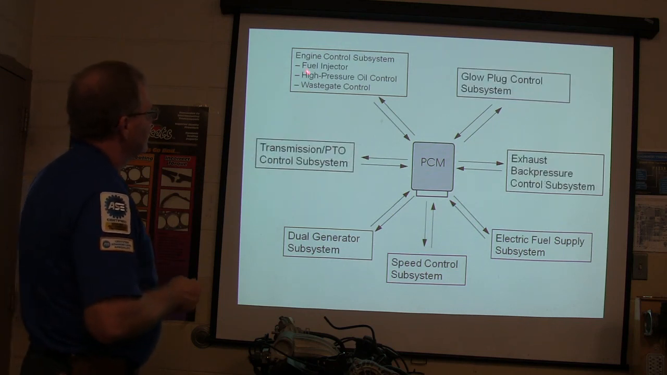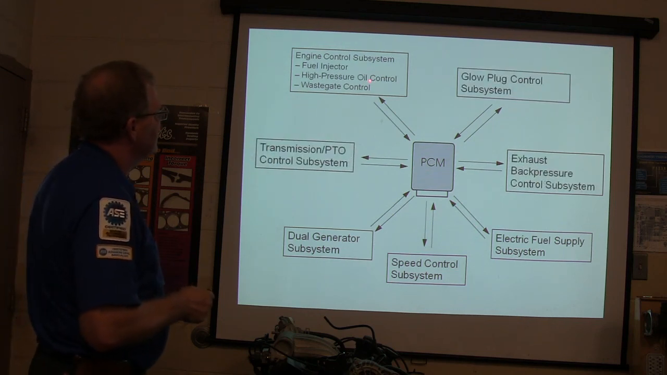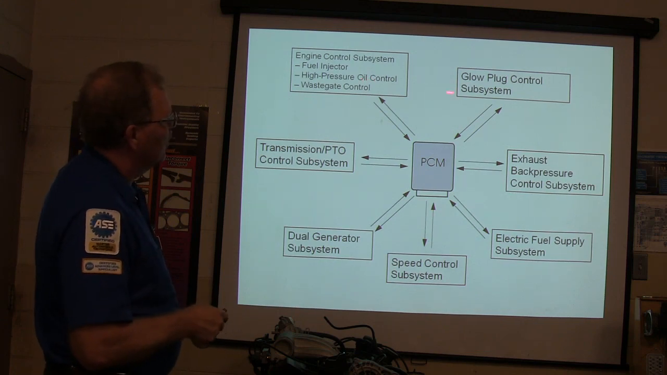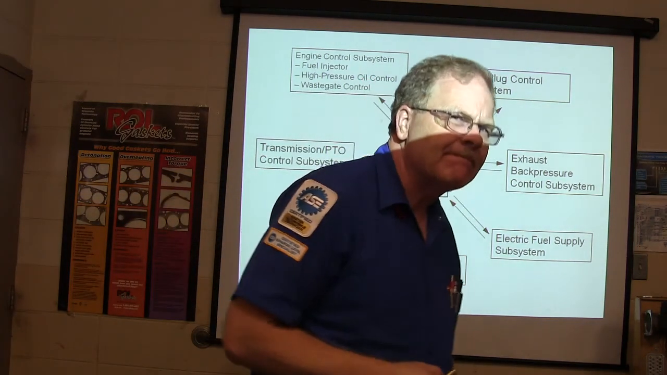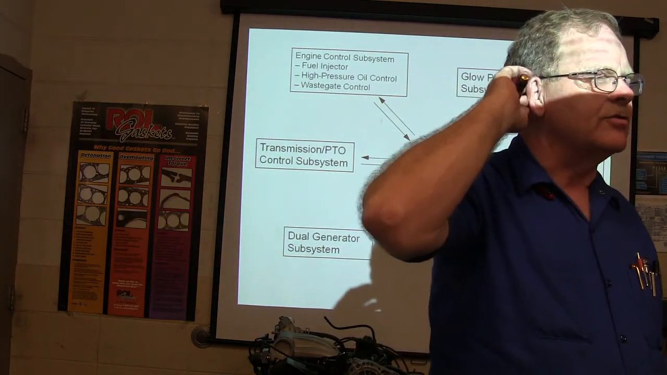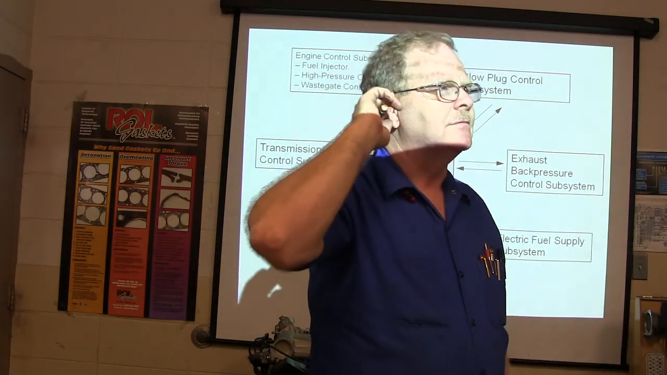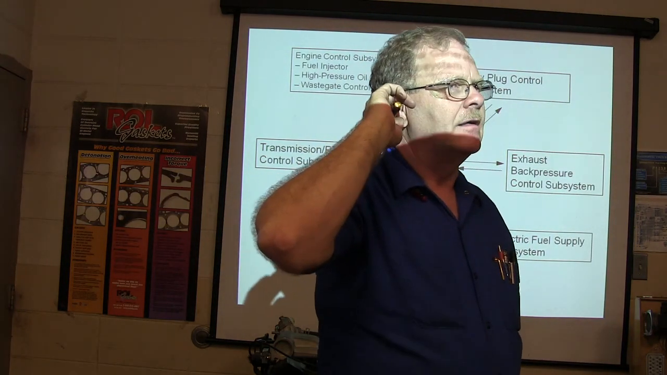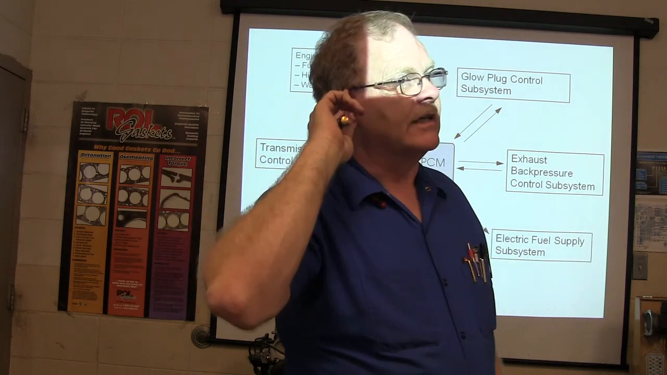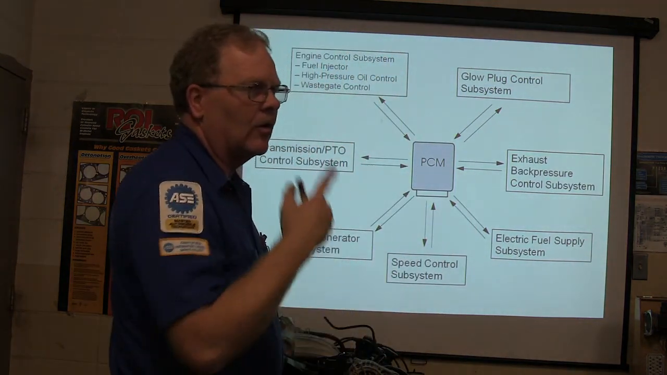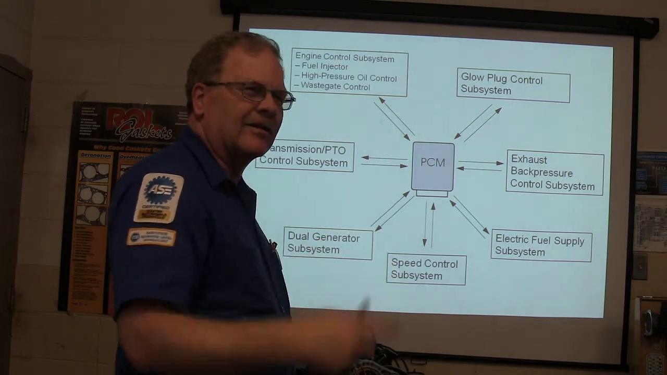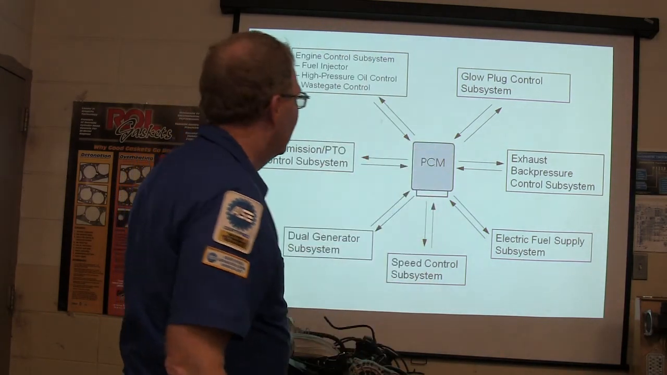Engine control subsystem. You got fuel injector, high pressure oil, wastegate control. What's wastegate control used for? It's for your turbo. Keep it from overboosting, right? Don't want to overboost. You knew that. Oh, face palm. That's from the other class.